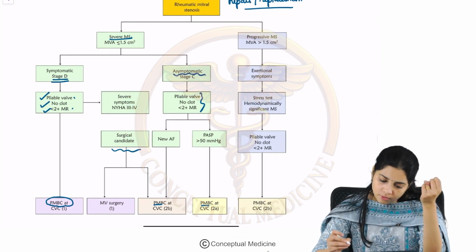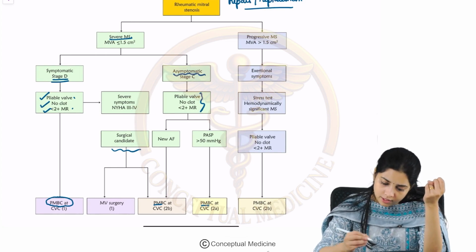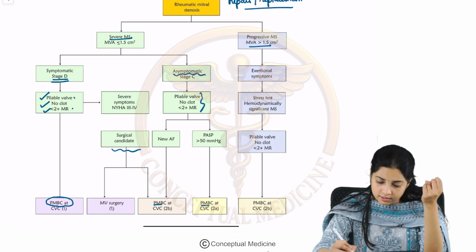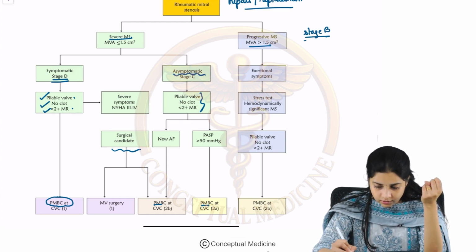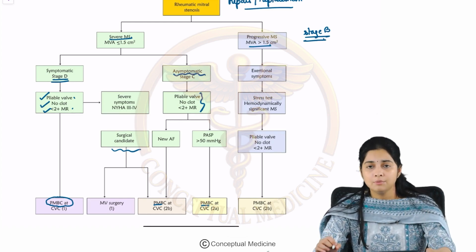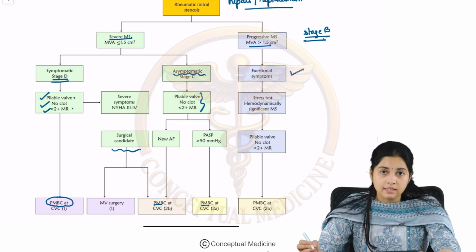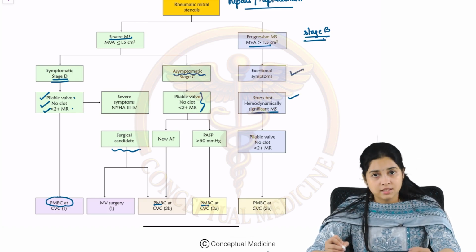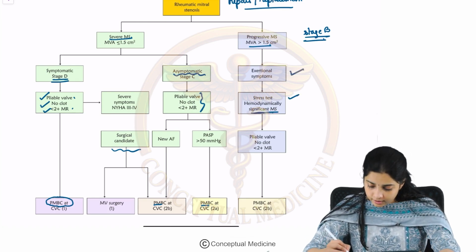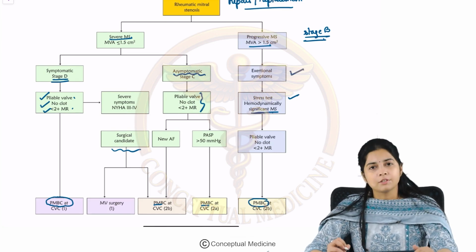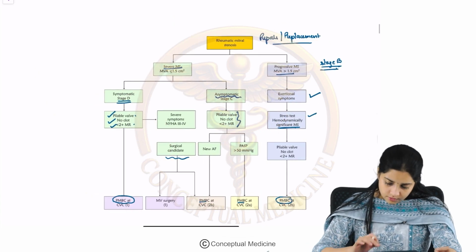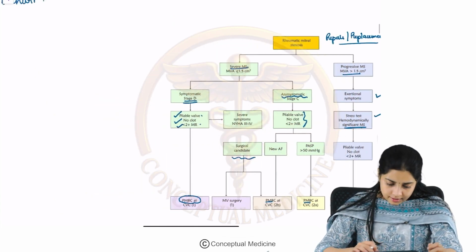Now, in progressive MS with valve area more than 1.5 centimeter square, which is your stage B, in stage B patients, when do you want to treat the patient? If the patient has exertional symptoms, you do a stress test, and during the stress test there is a significant MS, then you can go ahead and do a percutaneous balloon mitral valvotomy. Okay, fine. So this is about mitral stenosis.